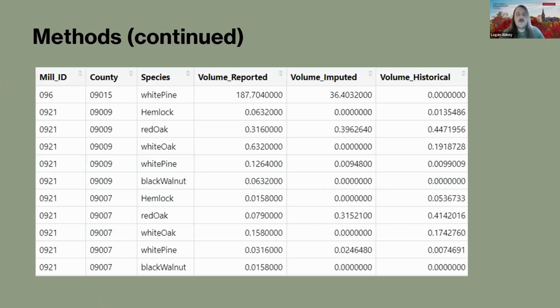So this is the matrix that I wound up with. You can see each mill has a unique ID number. Every county that appears in the data set has a unique 5-digit code. And then we've got a reported, imputed, and historical volume for each mill, county, species observation.